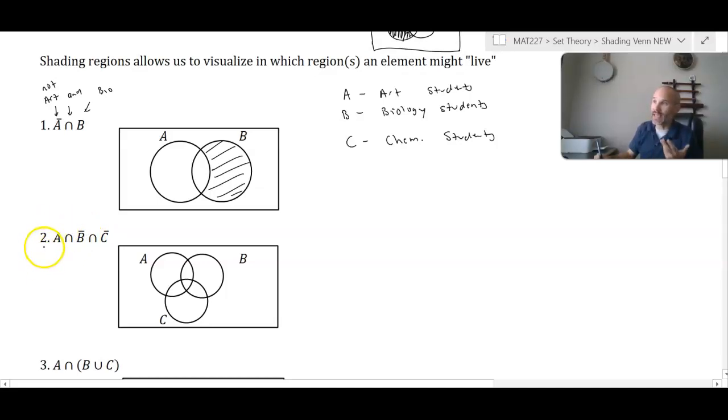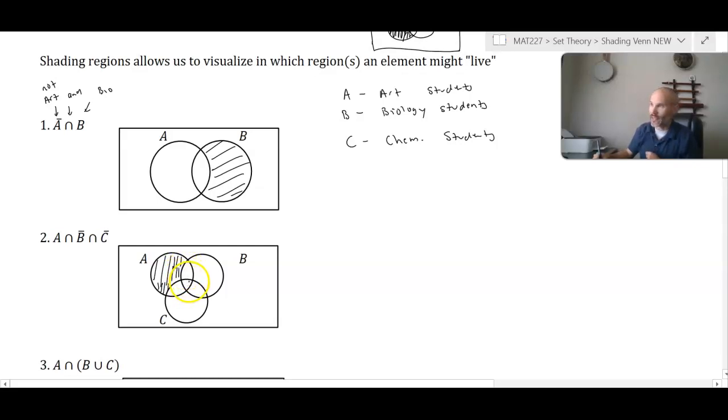This element lives in the A circle, but not where it overlaps with B and C. So you're only taking art. Well, that's just the portion of A that has nothing in common with B or C. Simple as that. We don't want to include this portion here because that would be art and biology students who are not taking chemistry.